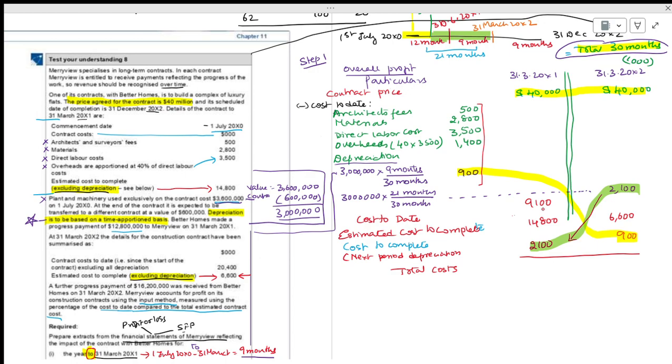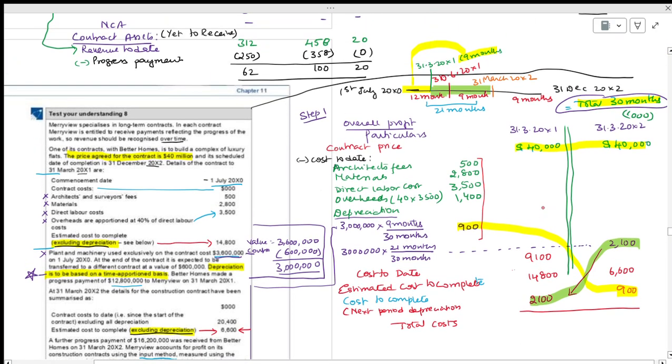See what they have said. They said that this is for 9 months, and this is for 21 months, from the beginning to the end. They have taken a contract price of 40 million. We are doing separately. Keep it in mind. We are doing each case separately.